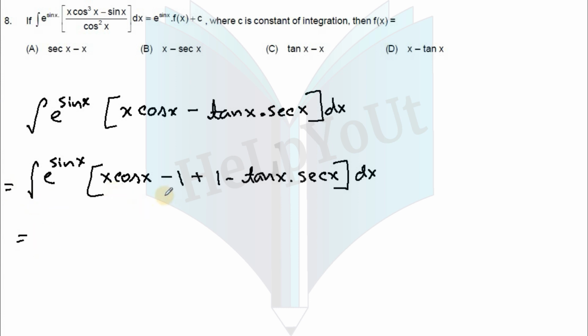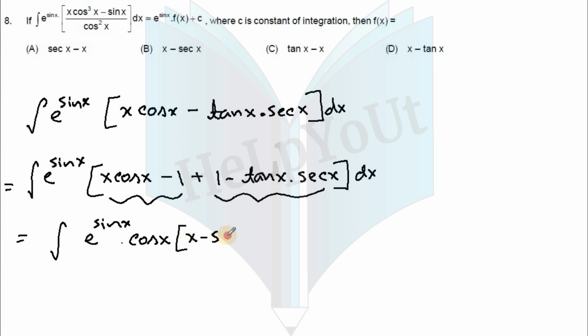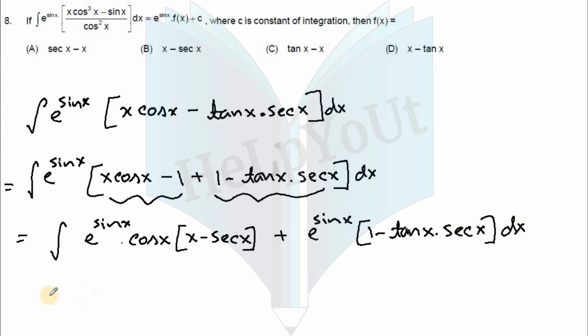If we make two parts of this, this is one part and this is another part. For the first part we get e to the power sin x, and taking cos x common from this first part, this will become x minus sec x, and for the other part we get e to the power sin x times 1 minus tan x times sec x dx.